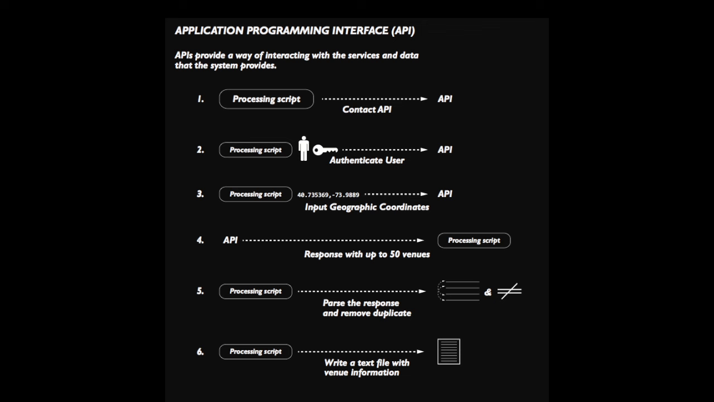You have to register, and you have to provide an authentication key, and then you submit coordinates. So you say, okay, tell me what venues are around this place and that place and that place. And the API responds with a list of venues. And then you have to, of course, clean up the data, organize it, and you can visualize it.